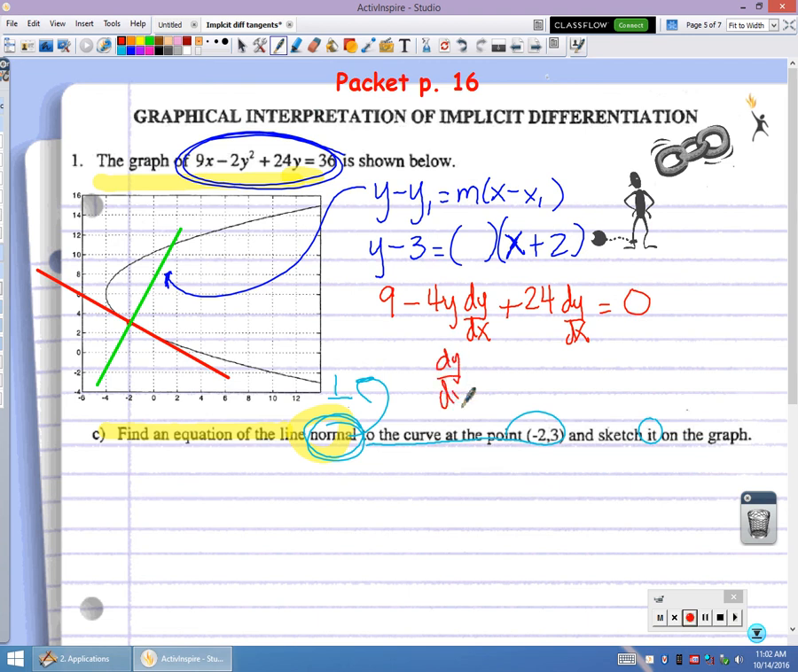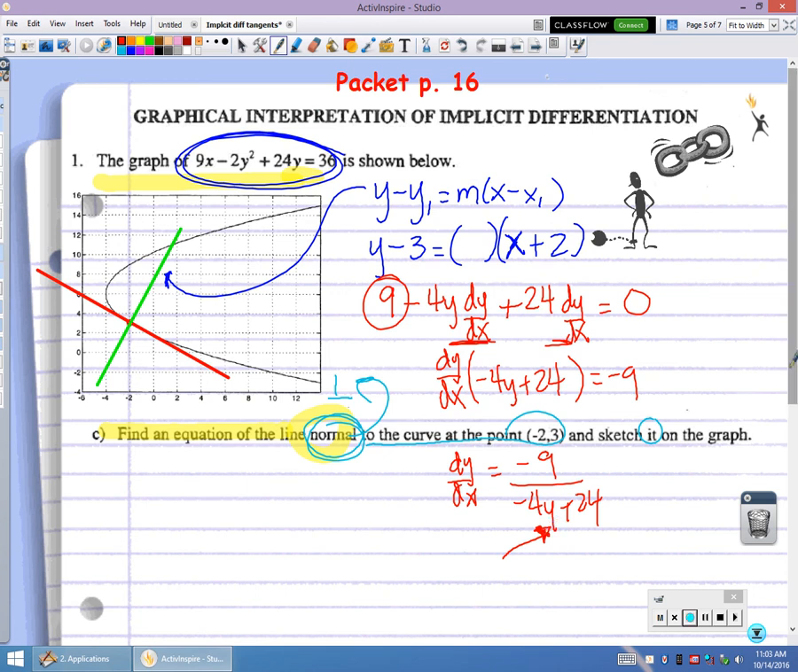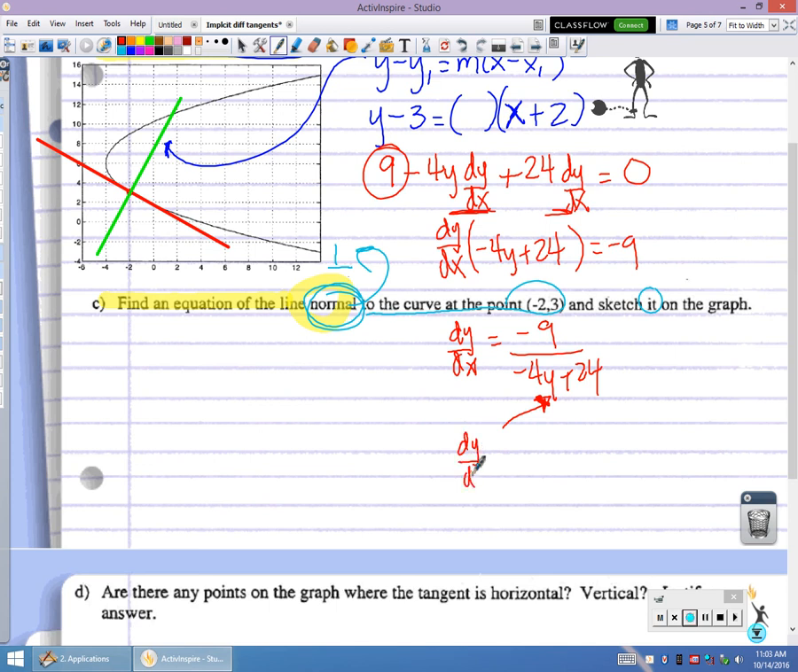I'm going to factor the dy/dx out of those dy/dx terms, which will leave me with negative 4y plus 24. I'm going to subtract the 9 to the right-hand side, and therefore dy/dx is equal to negative 9 divided by negative 4y plus 24. I have a slope generator, and this slope generator is y dependent. So to find the slope at -2, 3, I'm going to substitute the y value. At -2, 3 it is negative 9 divided by negative 4 times 3 plus 24, which is negative 9 over 12, which is negative 3 over 4. That's the slope of the tangent line.